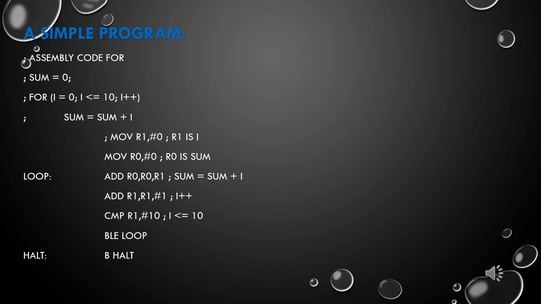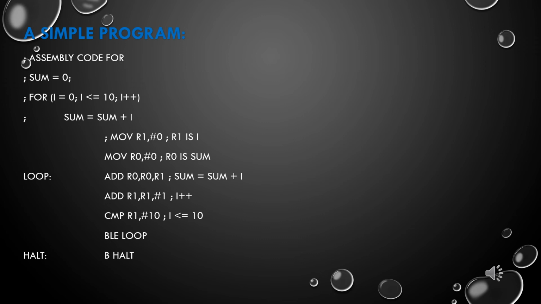So we're going to do an example of our assembly code. We're going to translate the C++ code into assembly, which is sum equals 0. So we're initializing the sum to 0, and then we're doing a for loop from i equals 0 to 10, and with each incrementation, we're adding i to the sum.